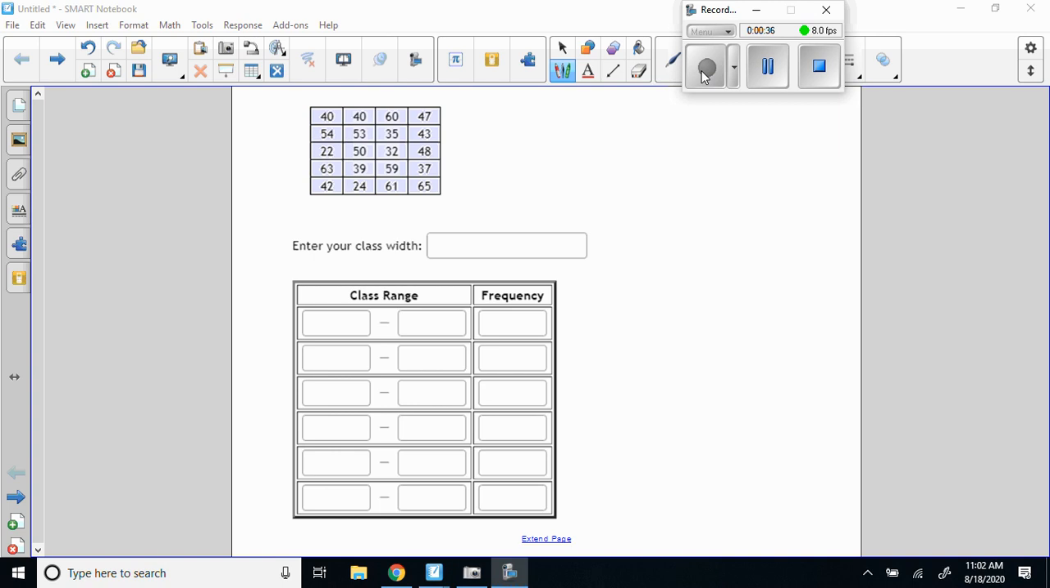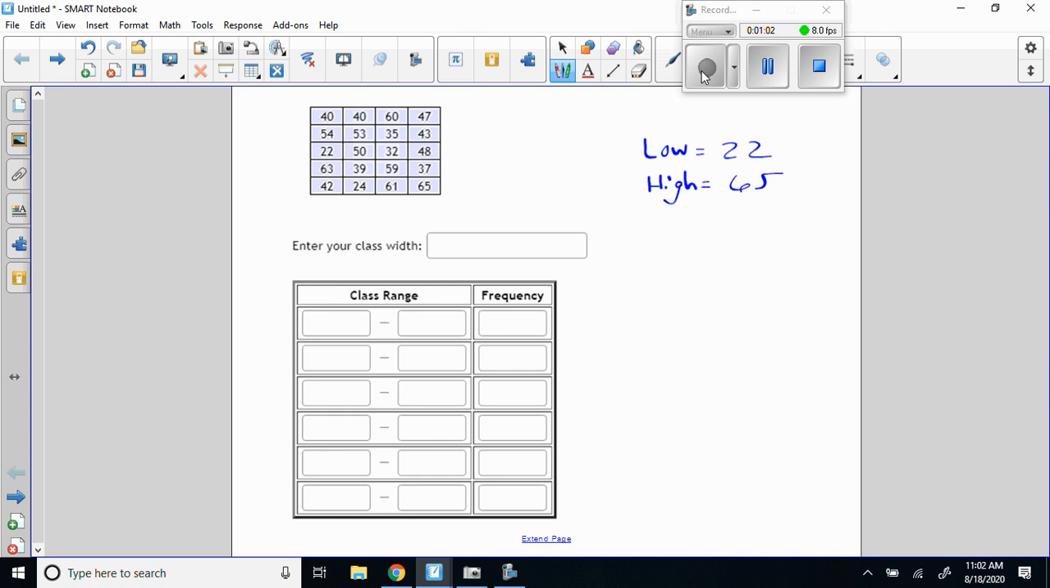So what I need for you to do is find the low number and then the high number. Okay? So what is my lowest number in this data set? 22. What is my highest number? 65. Y'all agree? Okay, so 65.